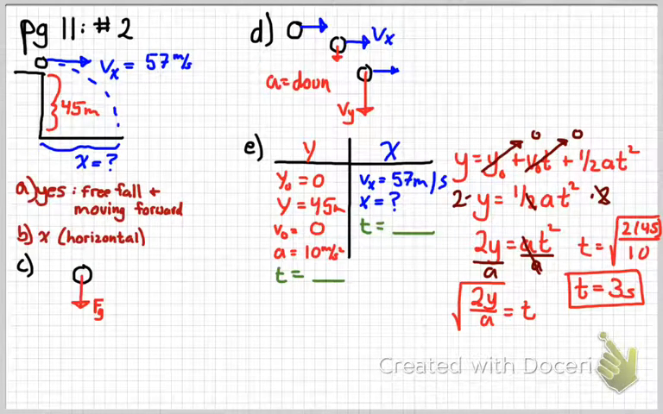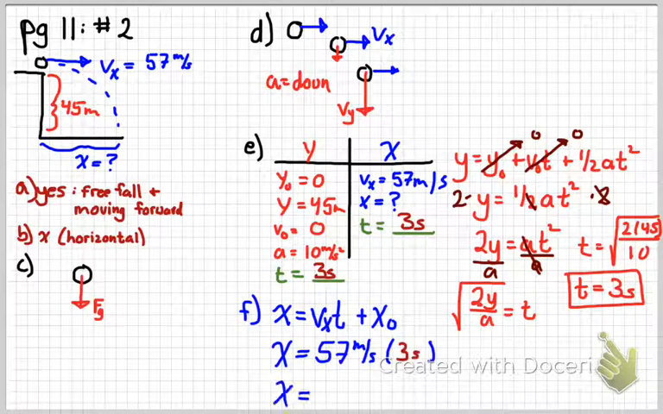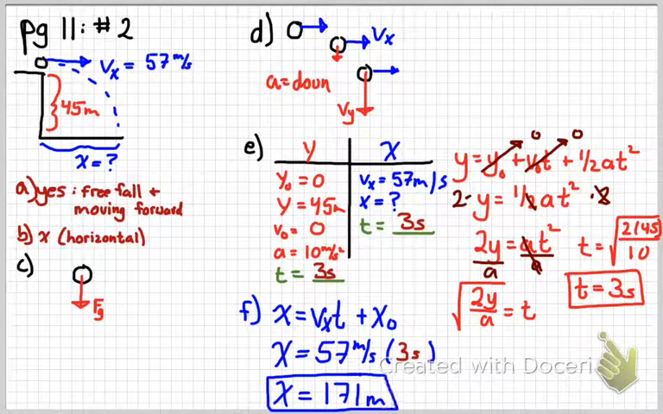Notice that doesn't have any dependence on how fast it's moving forward. That 57 meters per second didn't have anything to do with the time. That time goes on both sides because that's the only thing that ties the two axes of motion together. Now part F, since I know what the time is, and I know that the horizontal velocity is constant, I just have to multiply the horizontal velocity by the time, and that would give me 171 meters.